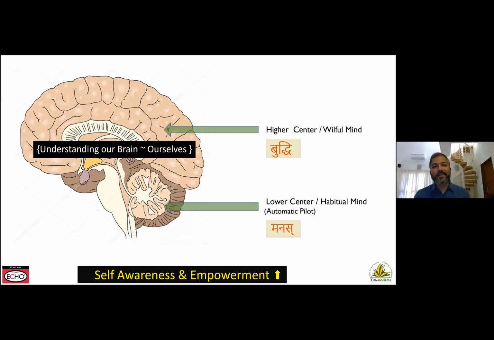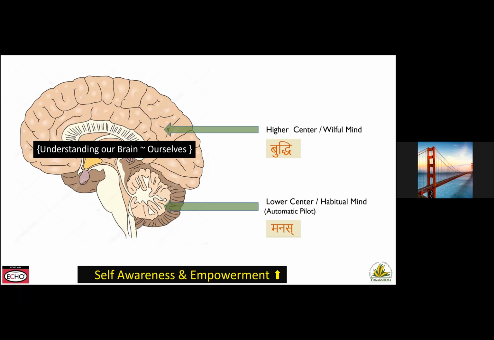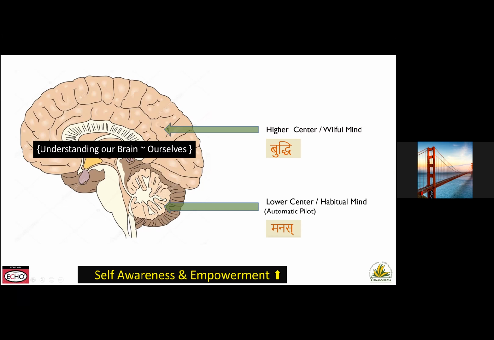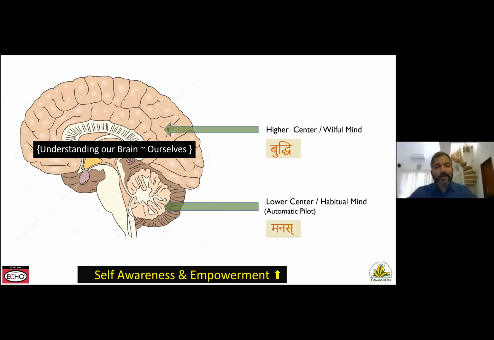Whereas the higher center, a part of the brain which only we have as human beings, is the buddhi. That part, the higher center, is really our willful mind. It's an effortful part of it. The easy path is to use the lower center, but if we keep using the lower center, there is no way to evolve and go forward.